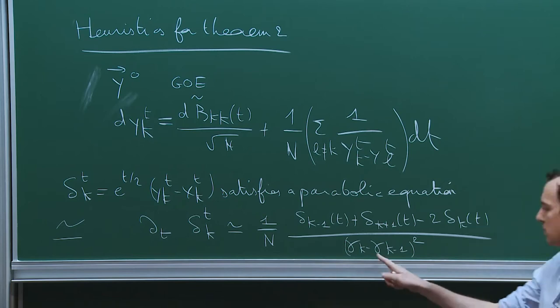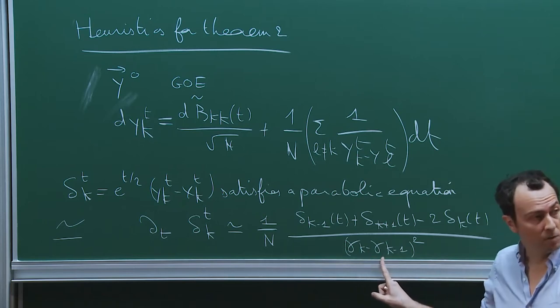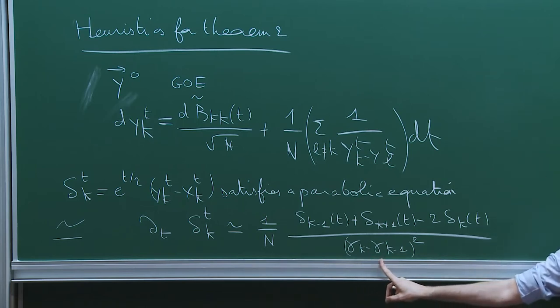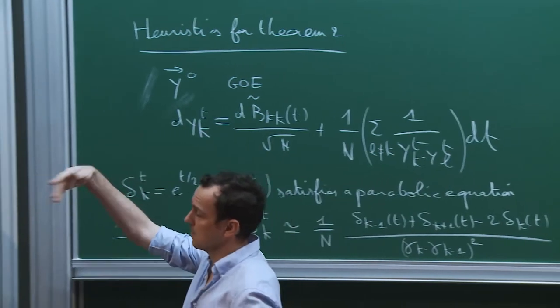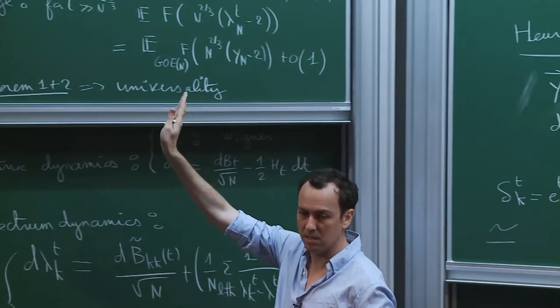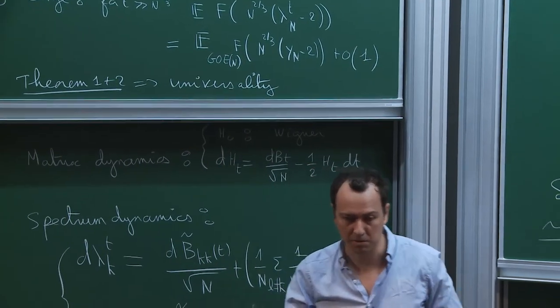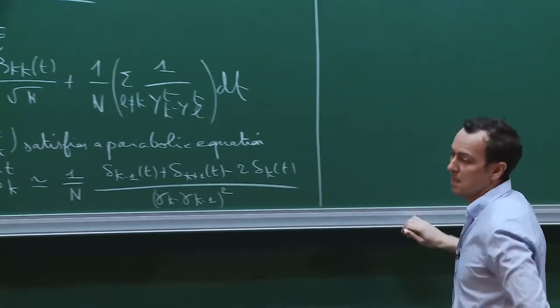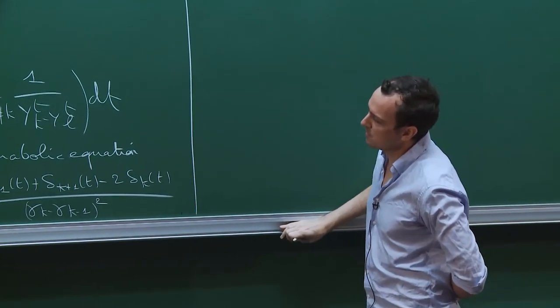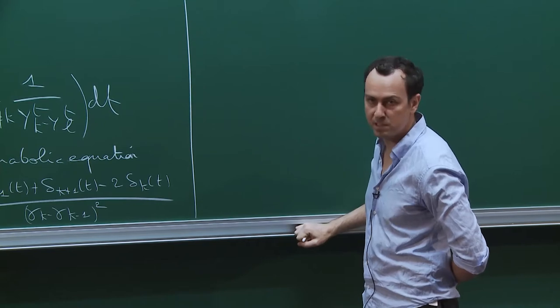In particular, if you inject what is the difference between two typical locations at the edge or in the bulk, you will find out that you get exactly what you expect, n to the minus 1/3 speed at the edge and 1 over n in the bulk. Okay, so that was the very first step of heuristics. I will now do a coupling in a slightly different manner, but it's morally speaking the same thing.